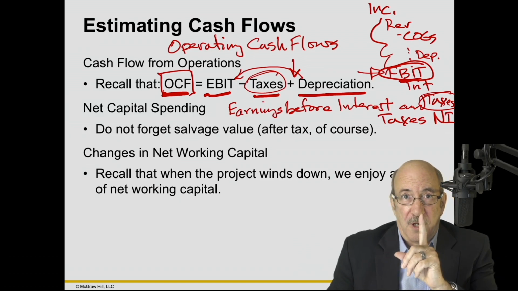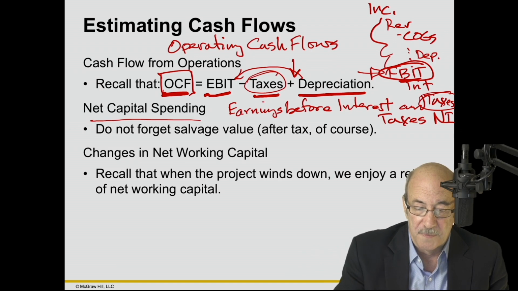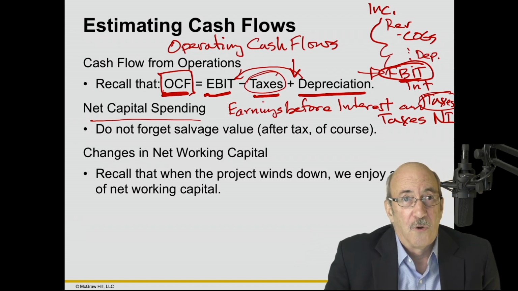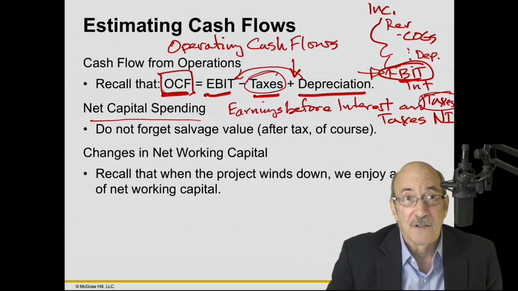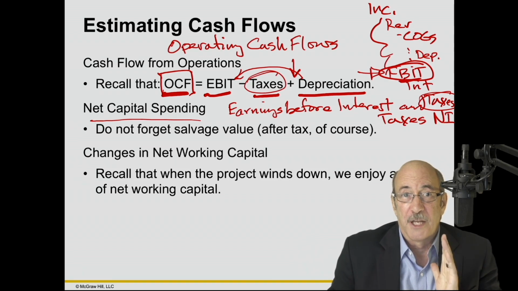That's just one component. Another component here is capital spending. We've got to buy equipment. We've got to buy vehicles. We might need to buy a plant, some real estate, things of that nature. That's our capital spending. All right. That too is a cash flow. Those usually occur early on in the project, at the very beginning, and oftentimes at what we would call time zero, at the very beginning of the project.